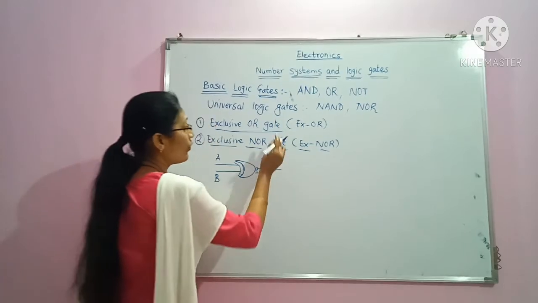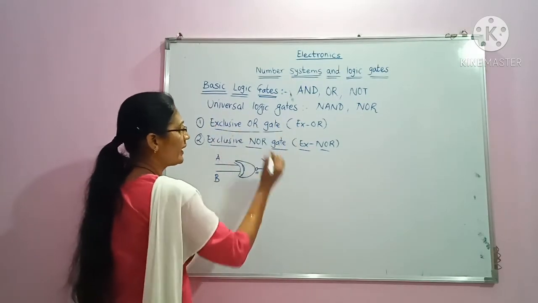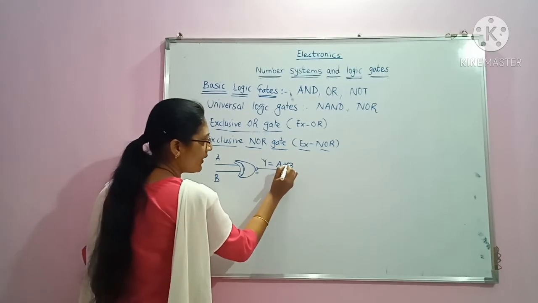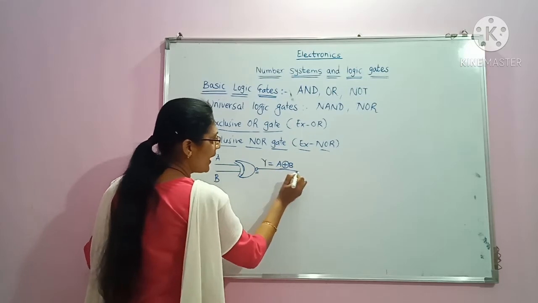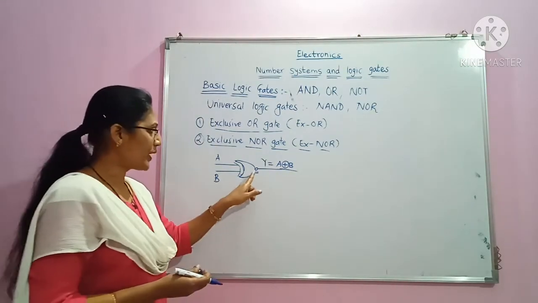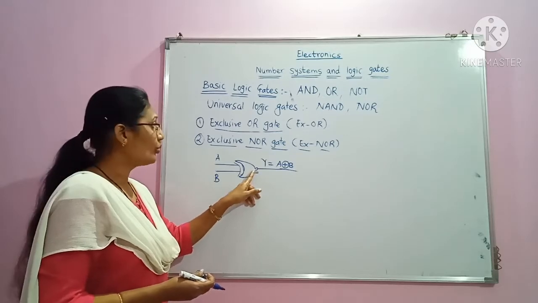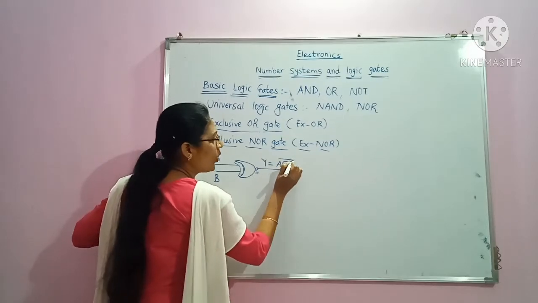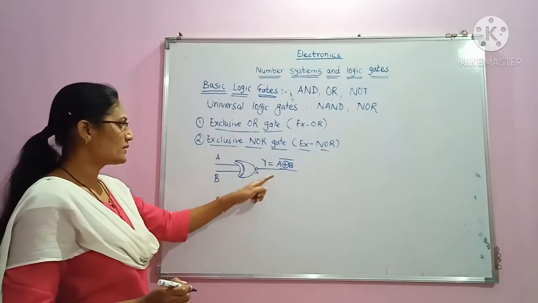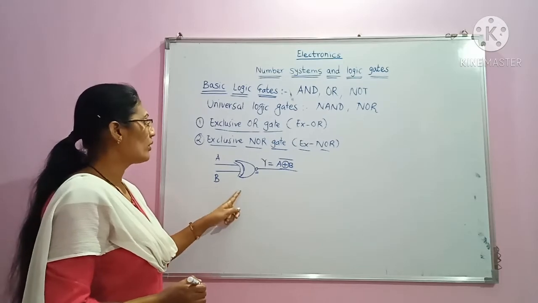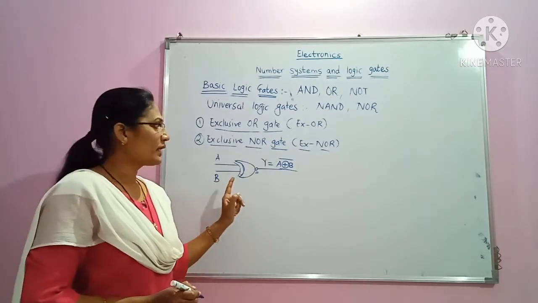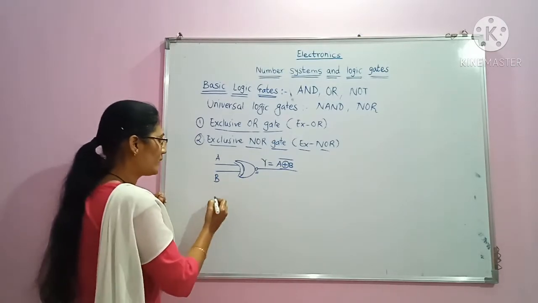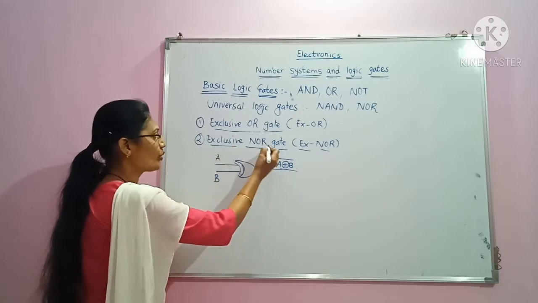So here the two inputs A and B, and now output is given. For exclusive OR gate output we have represented as A plus B, and we have encircled this A plus B, and just now we have seen that we have added here a NOT gate. So we have to inverse this function. So here we will add a complement. So this is the symbol of exclusive NOR gate. Then we will have a truth table for it.